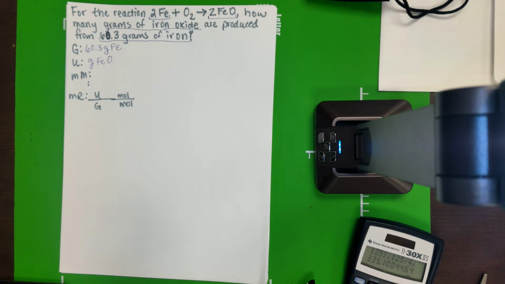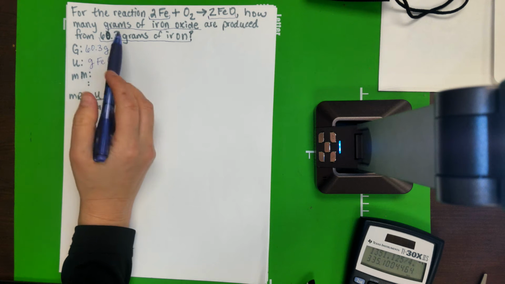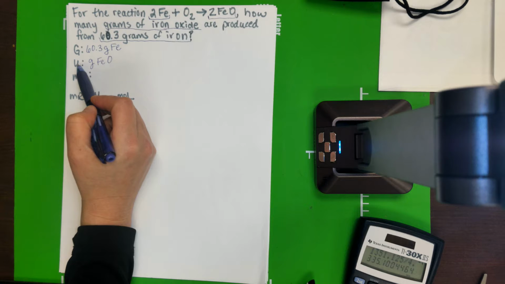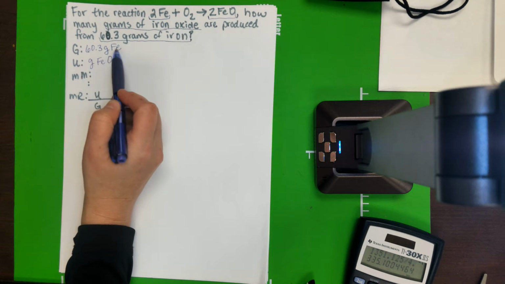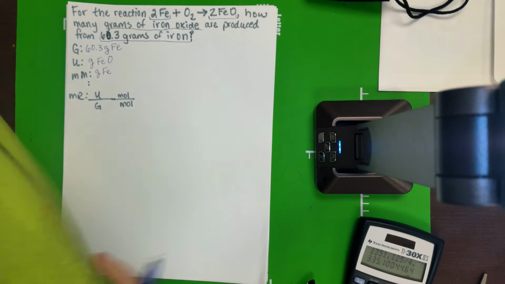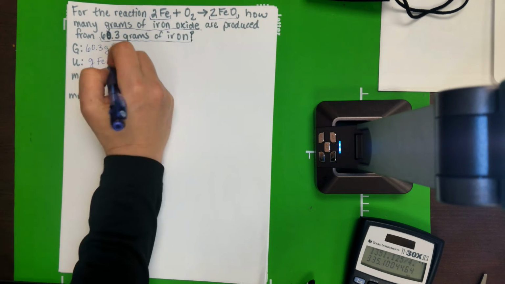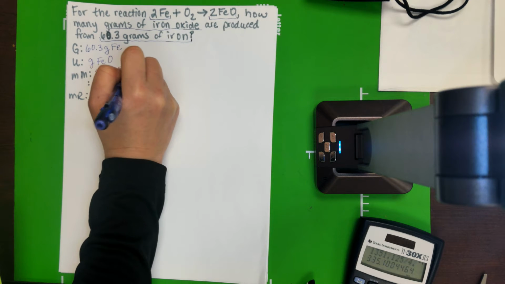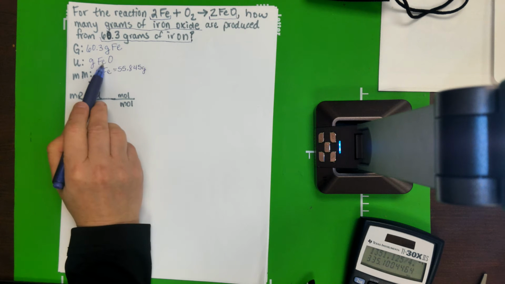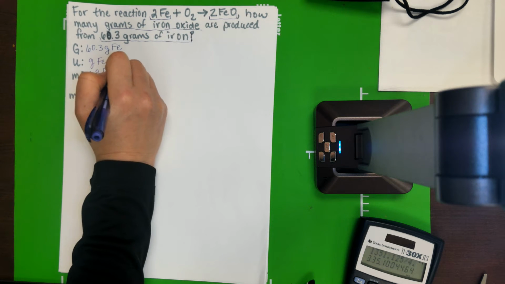Okay, now we're ready for molar masses. Remember that we get the molar mass from looking at the given and unknown, and whoever has grams. Since both of them have grams, we've got to get the molar mass of both. The good thing about iron is it's just 1, so all we have to do is look at the periodic table. Where is iron? Right here, 55.845 grams.